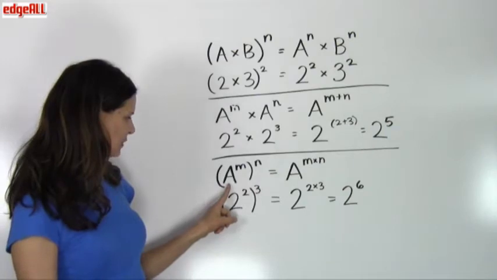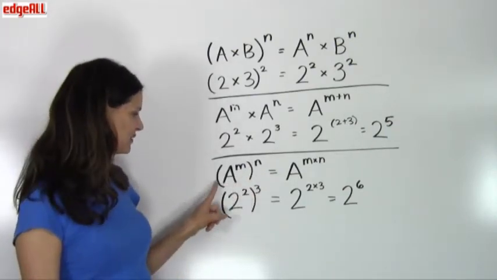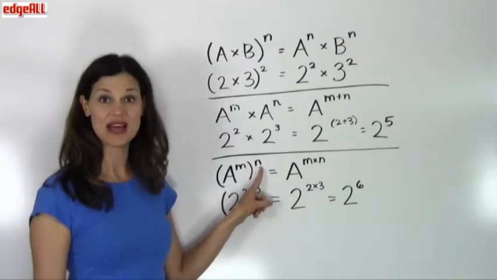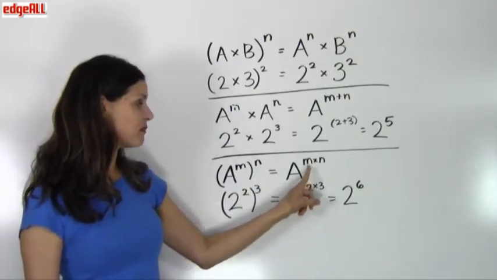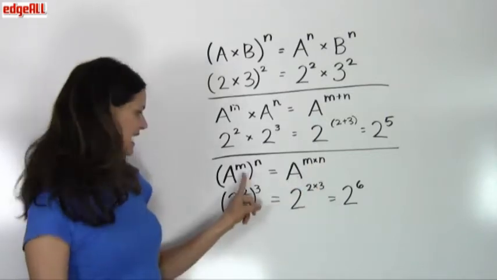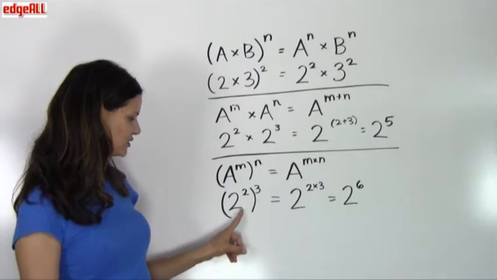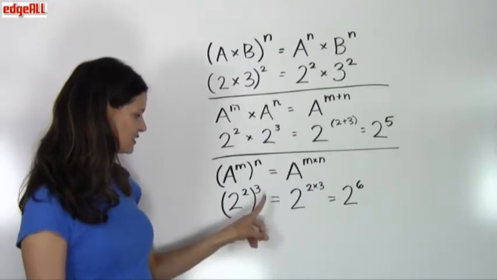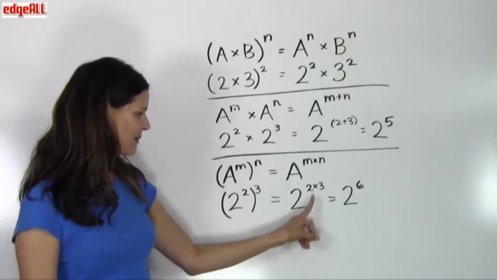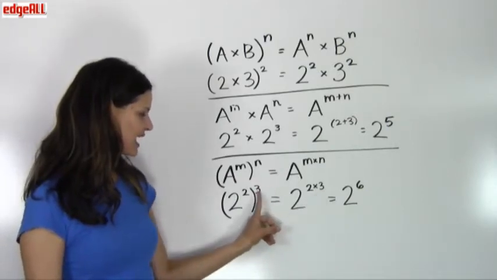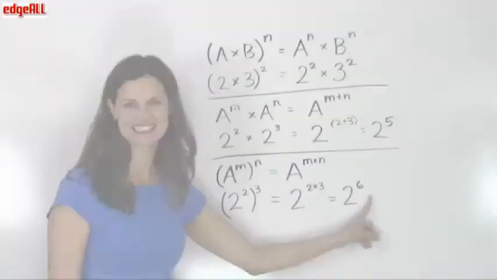If I have a number raised to a power and then I have parentheses around it and that's raised to another power, it's the same as the number and I multiply the two powers together. So in this example, it would be 2 squared, or 2 to the power 2, raised to the third power. Then I take my 2 and I multiply the 2 times 3, and I end up with 2 to the power 6.